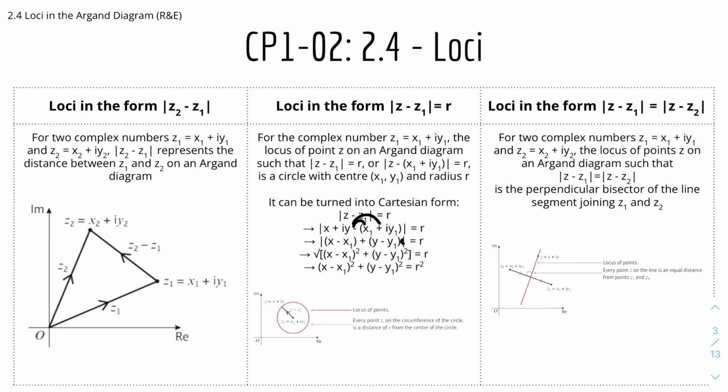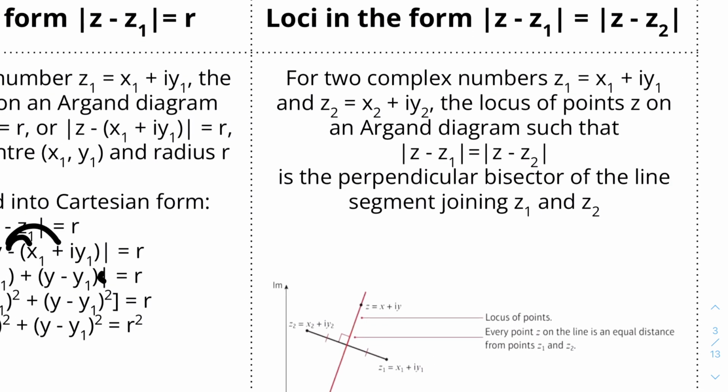And lastly, we'll look into the loci of the form the modulus of z minus z1 equals the modulus of z minus z2. So for two complex numbers z1 equals x1 plus iy1 and z2 equals x2 plus iy2, the locus of points z on an Argand diagram such that this holds is a perpendicular bisector of the line segment joining z1 and z2.